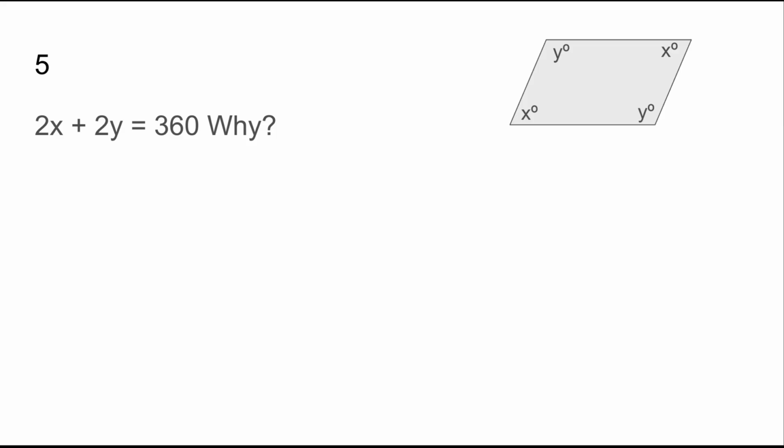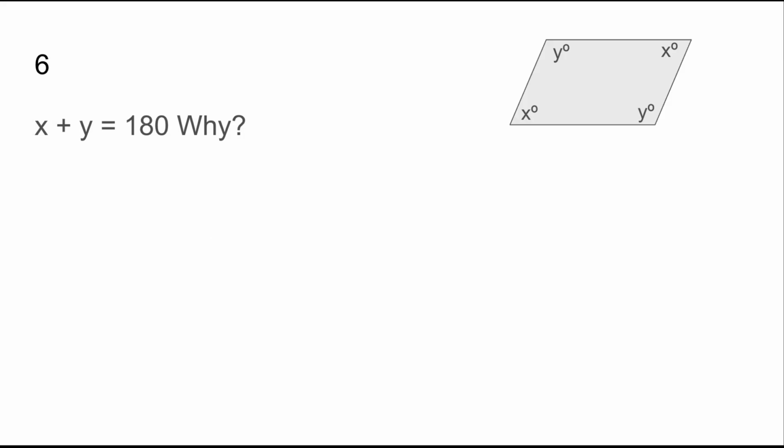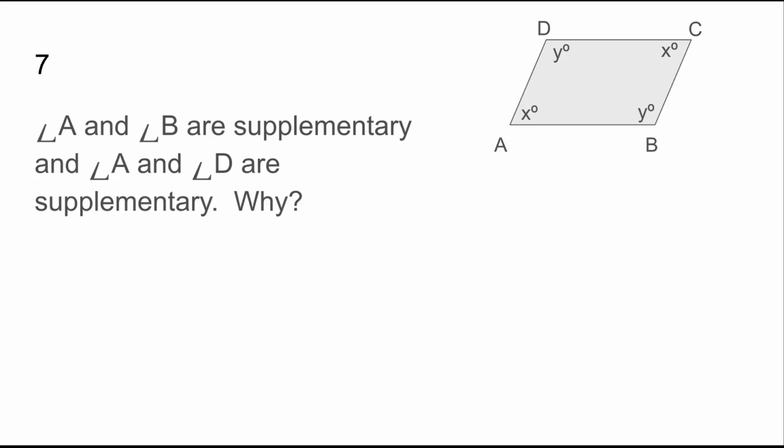It says 2x plus 2y equals 360. Why is this true? Well, we know that the 4 interior angles of a quadrilateral add to 360, and so therefore that is why the sum of the angles in a quadrilateral is 360 degrees. x plus y equals 180 degrees. Why? Well, division. We take half of the angles, and so therefore it would be half of 360, which is 180 degrees.